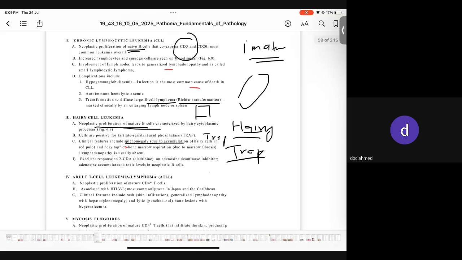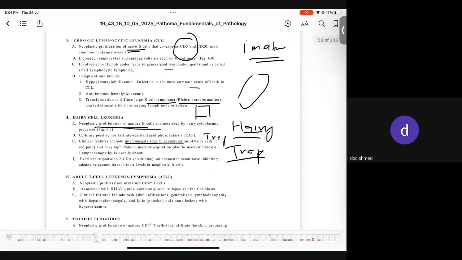Okay, so they're going to be positive for tartrate resistant acid phosphatase. They're going to have trapping of those hairy cells within the spleen. So splenomegaly without lymphadenopathy. It's really important for MCQs. We're going to have trapping within the bone marrow, which is going to lead to bone marrow fibrosis, dry tap.